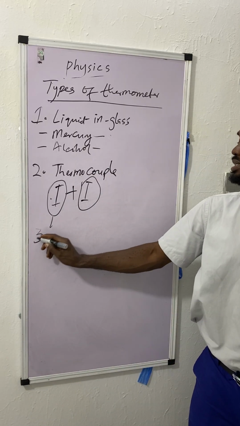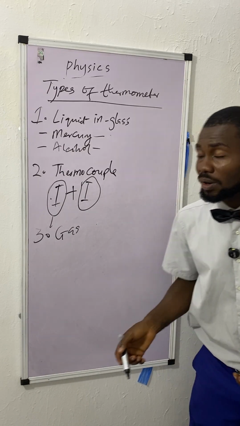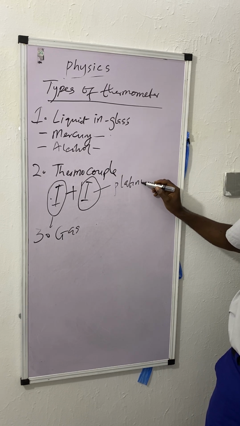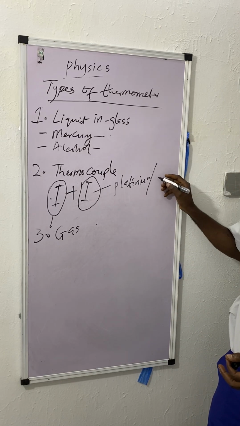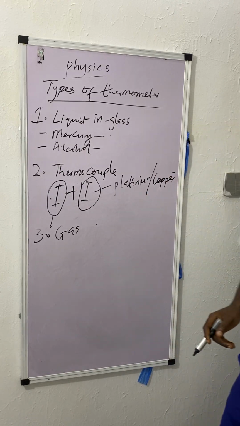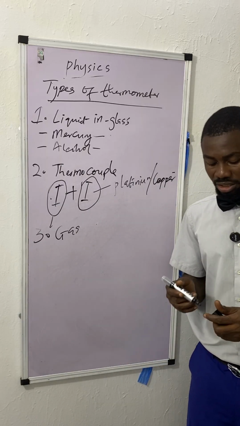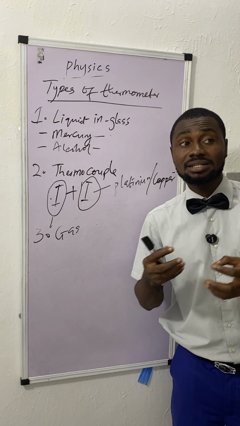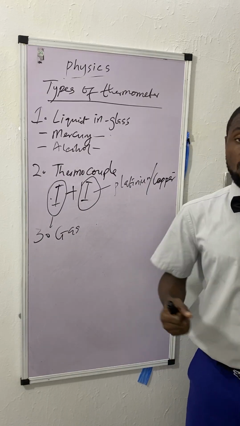Then the third type of thermometer is the gas thermometer. Gas thermometer is usually big. And for thermocouples, we use metals like platinum. Those are the type of metal we use: platinum, copper or silver, and so on and so forth. For the gas thermometer, the thermometric substance is gas. Gas expands with increase in temperature. When you increase temperature, the molecules of gas expand.